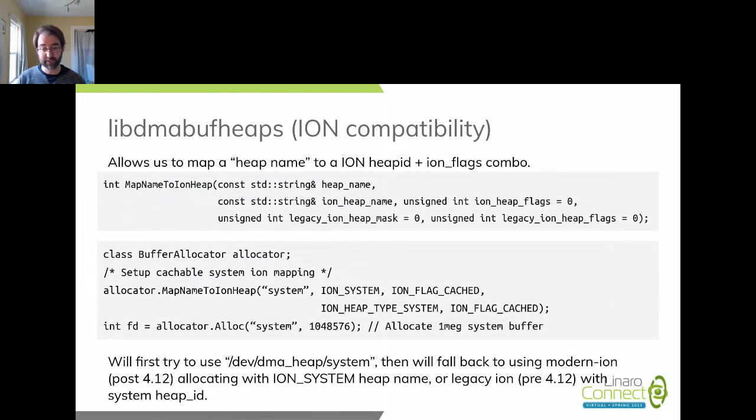But the benefit of doing this is you do it once, and then anytime you call alloc on system, it'll do the right thing regardless of which kind of kernel you're on. So if you're on a DMA BUF heap system, it'll open the DMA heap system device and allocate from that. Otherwise, it will allocate from Ion, either the legacy or modern. So it's a real nice wrapper there.